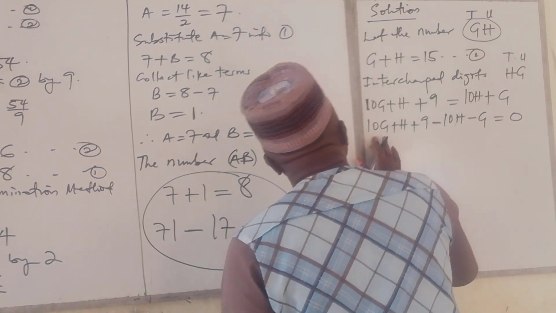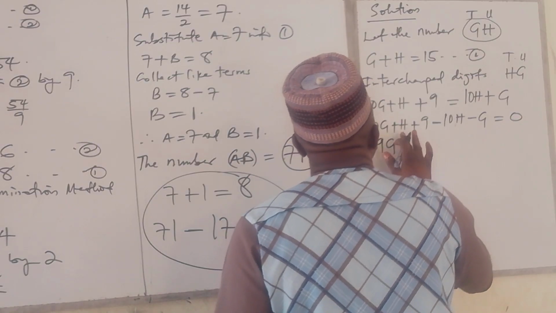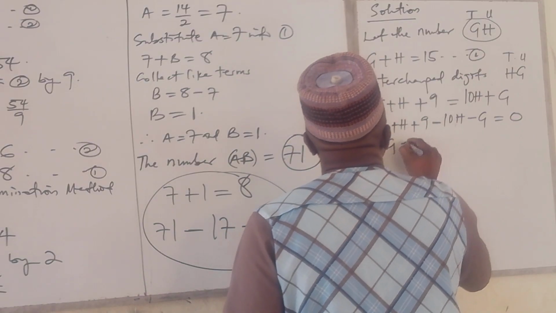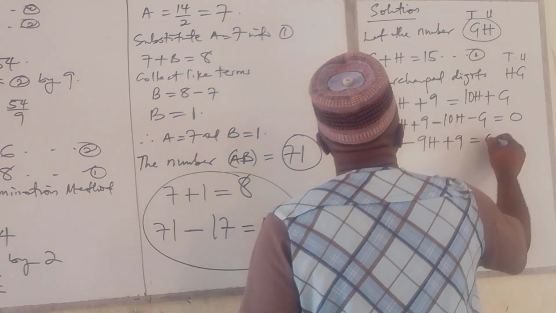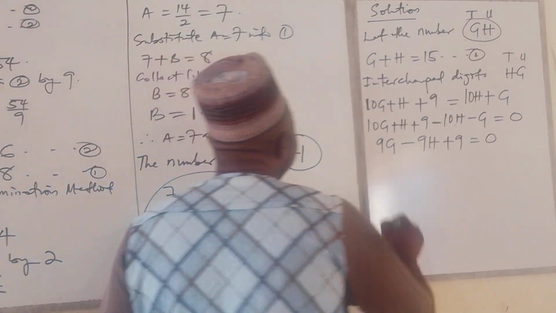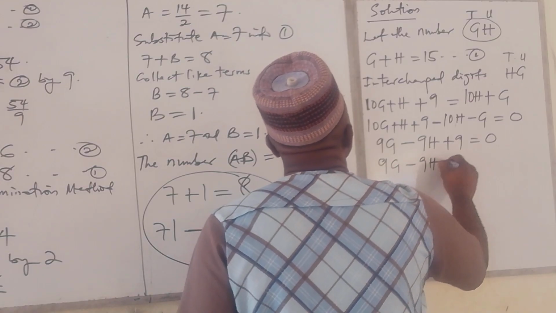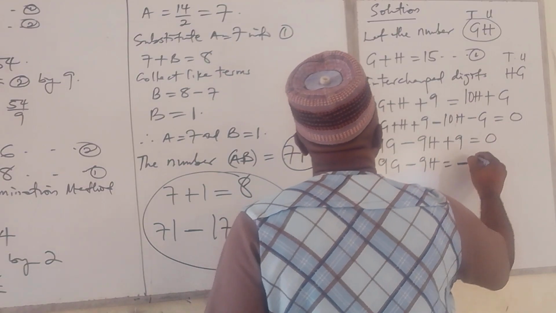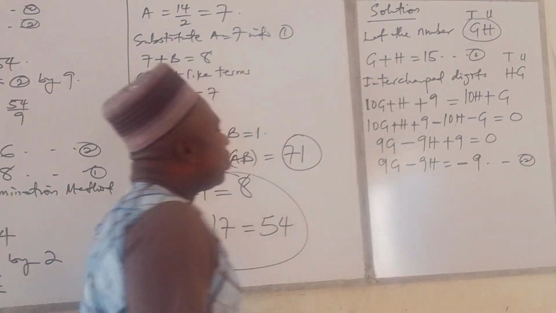So 10G minus 1G is 9G. 1H minus 10H is minus 9H. Now plus 9 is equal to 0. It therefore means that here we have 9G minus 9H, taking plus 9 to the other side becomes minus 9. Now let's call this equation 2.